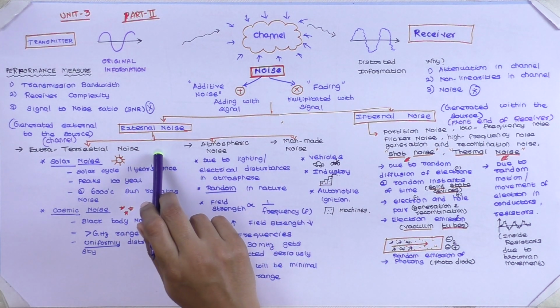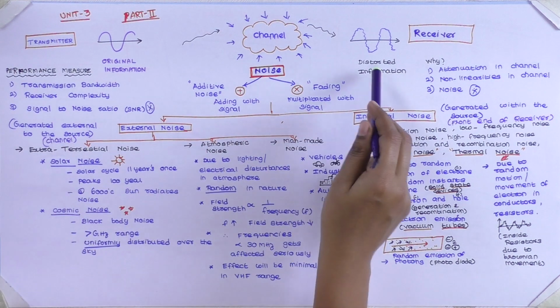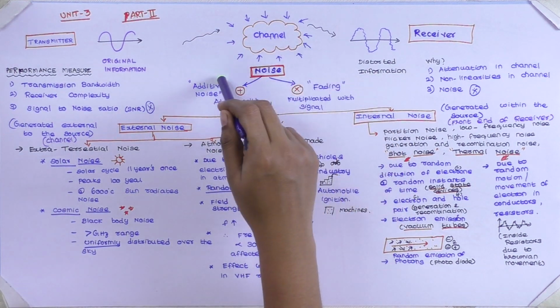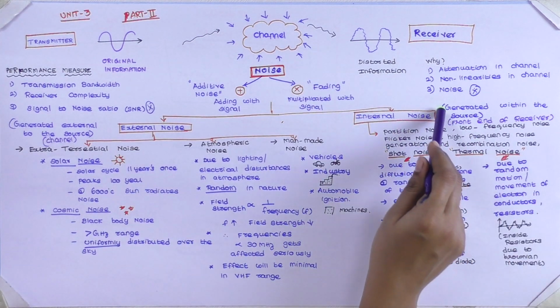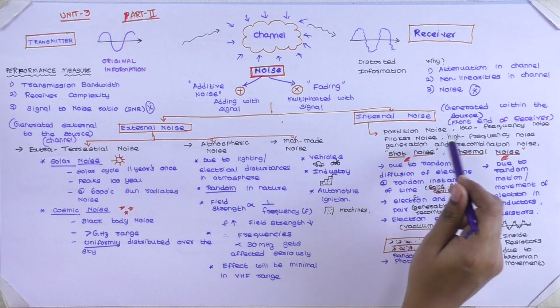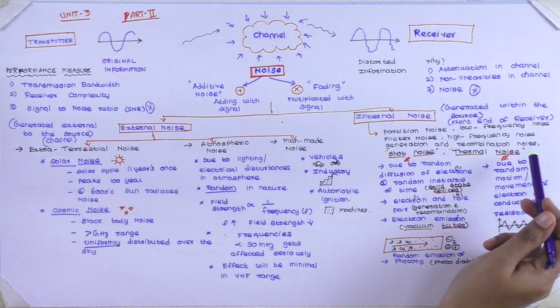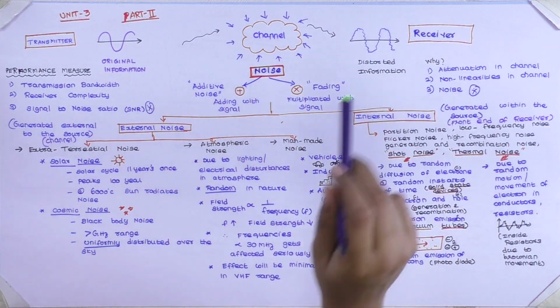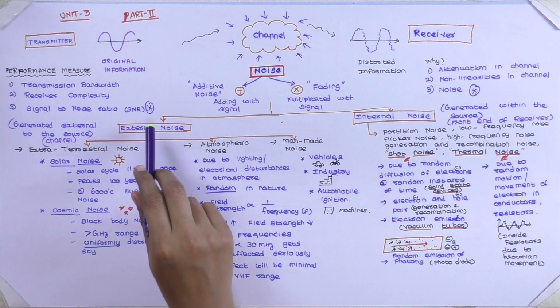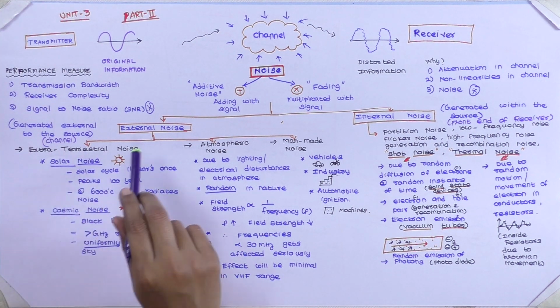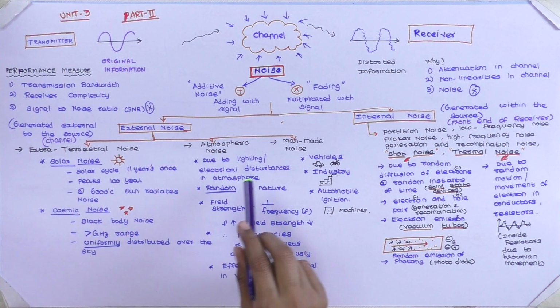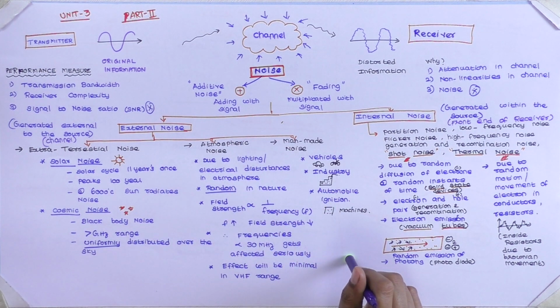One is external noise, that is generated external to the source. It means the noise that affects the wave traveling from transmitter to receiver in the channel. The second major classification is internal noise, generated within the source, that means in the front end part of the receiver. The main classifications in the external noise are three: extraterrestrial noise, atmospheric noise, and man-made noise.